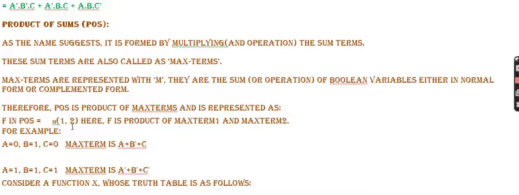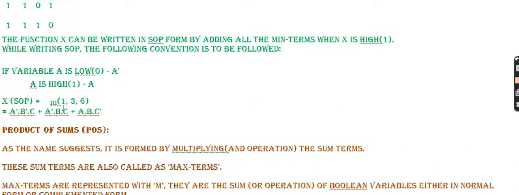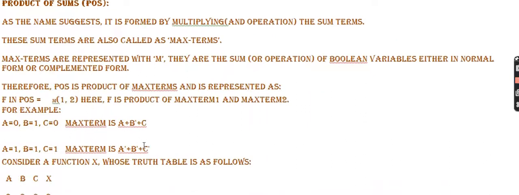Here F is a product of max term and max term. For example, here we are putting a symbol for OR operation, but here we are putting a symbol for AND operation. You have to remember the basic difference between the product of sum and the sum of product. So the max term is A plus B plus C.